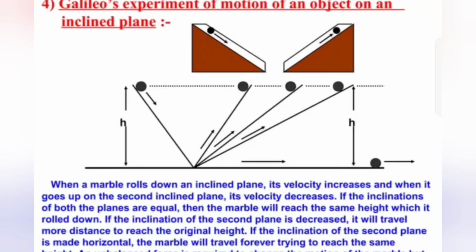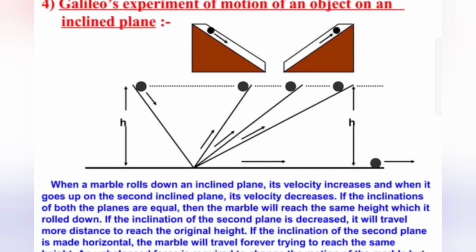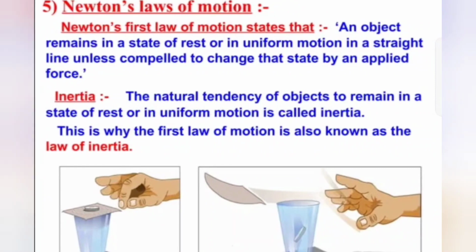Galileo's experiment of motion of an object. When a marble rolls down an inclined plane, the velocity increases, you can see, right? But when it is moving from down to up, it's not. And each time you change it, the height remains the same, but it is displacing more. So this is Galileo's experiment, but if you didn't understand, you will understand it further.